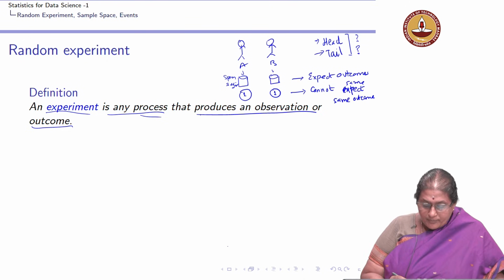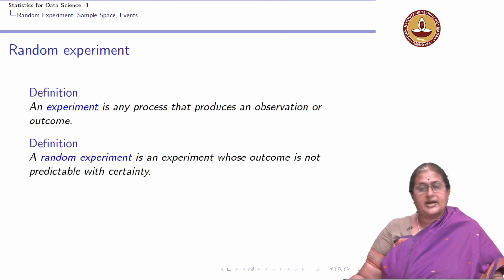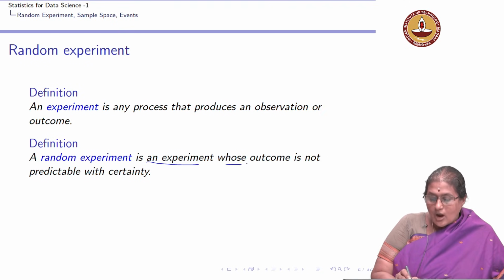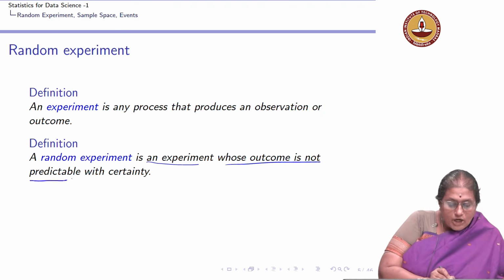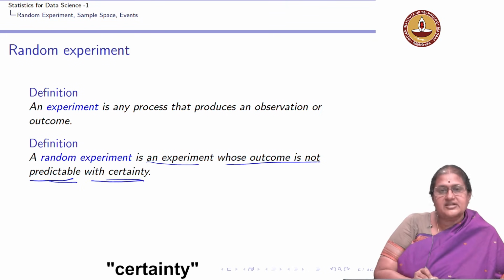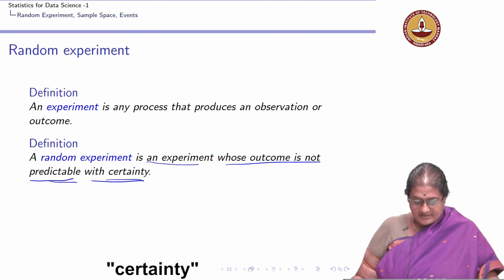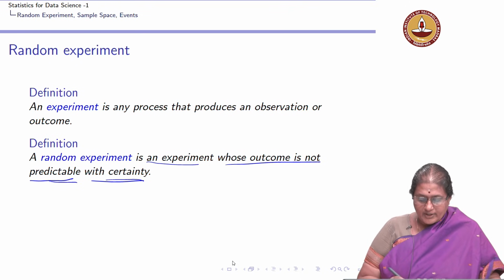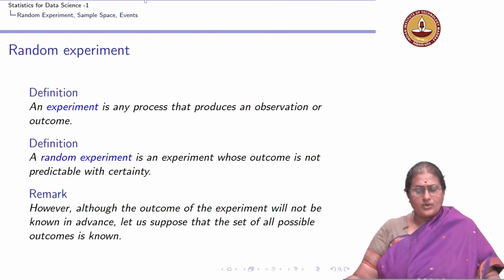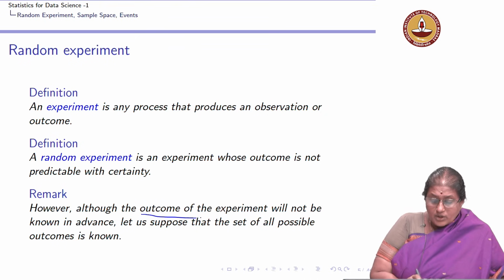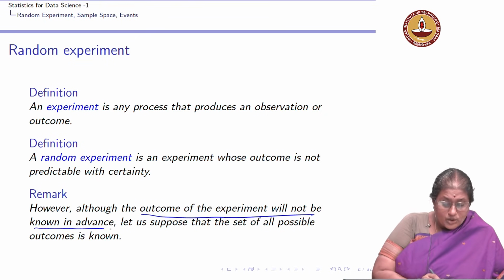So, we formally define a random experiment as an experiment whose outcome is not predictable with certainty, or the outcome is uncertain. This is an extremely important understanding. Here I want to qualify it: the set of possible outcomes of the experiment is known in advance.